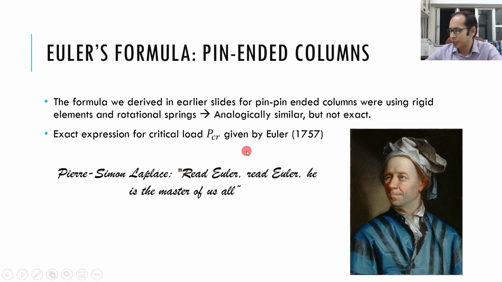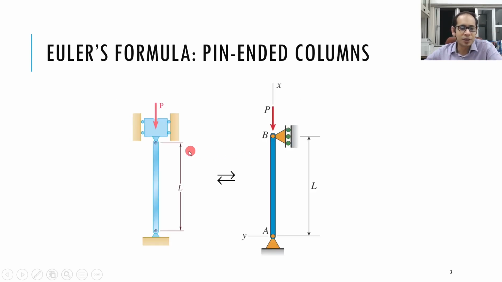And you will see that different books represent pin-ended columns differently. So don't be confused if you're reading from one book or another. You will see that some books represent pin-ended columns like this, and some books like this. It is essentially the same thing. You are just having a column with a pin end at one corner and a roller end at the other. You have to have a roller, otherwise this point B will never go down.